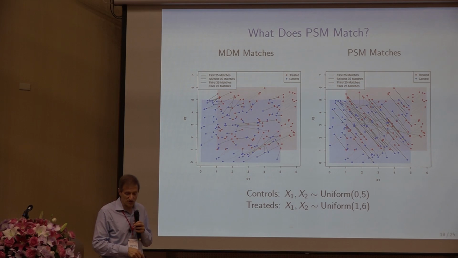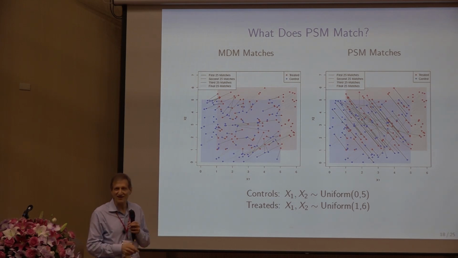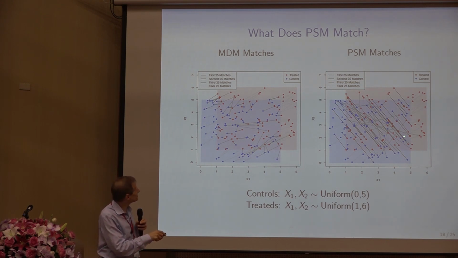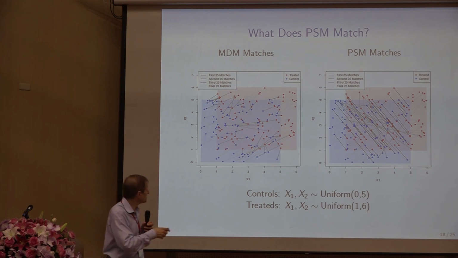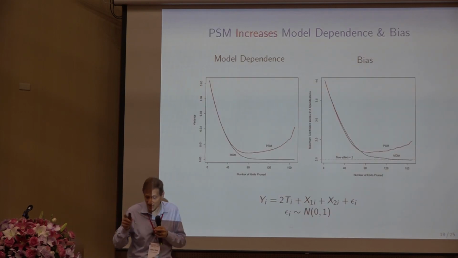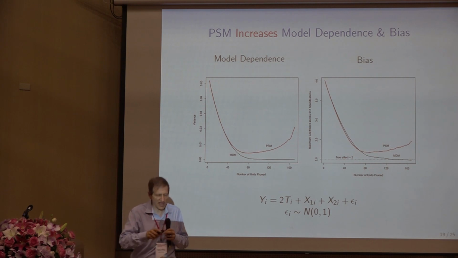Let me now show you propensity score matching. It's blind in one dimension; it can only see in one dimension. So this point here is matched to this point, even though there are nearby points that are closer. It doesn't make sense, but it makes sense to it because it can only see in one dimension. That's what this is. Everybody see?